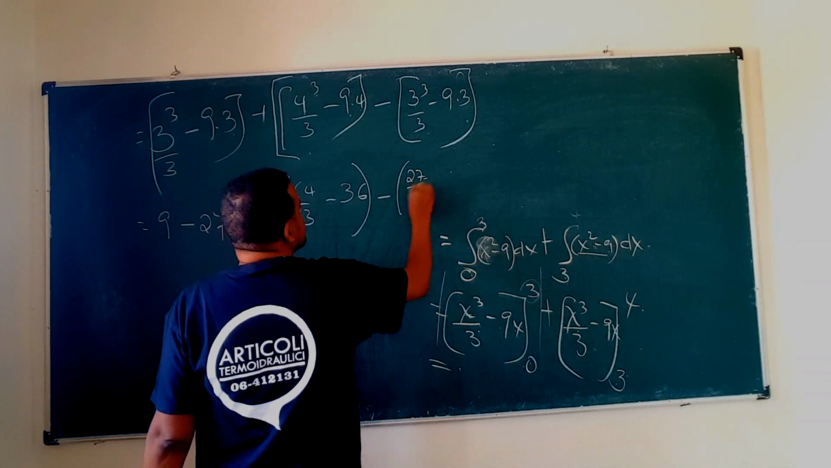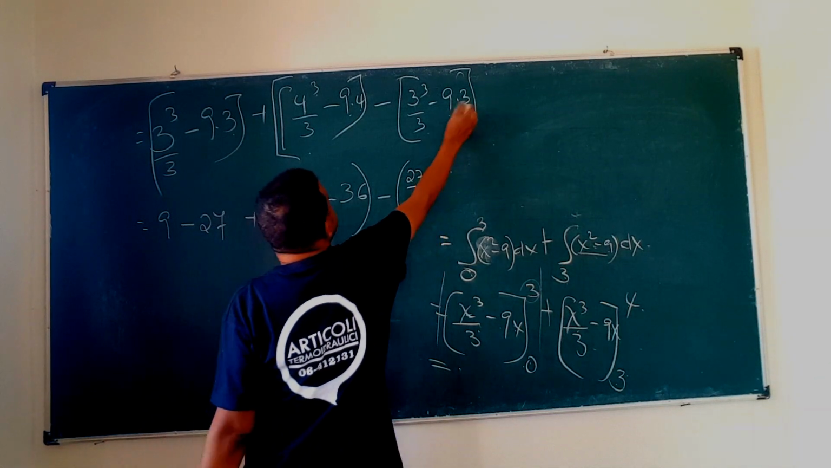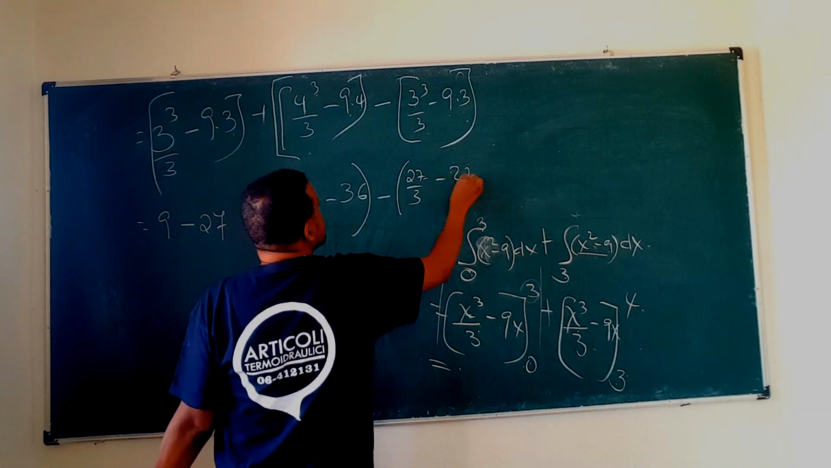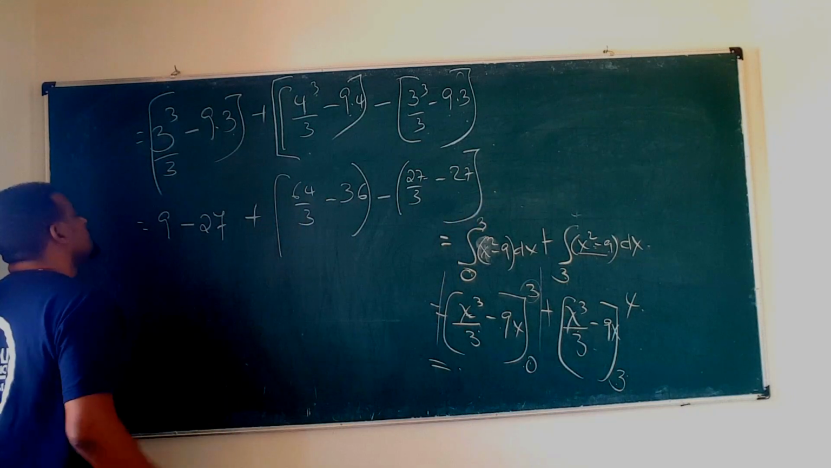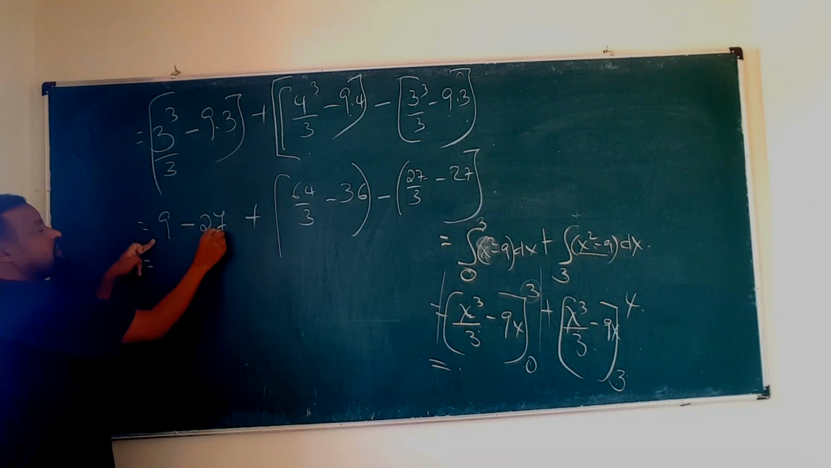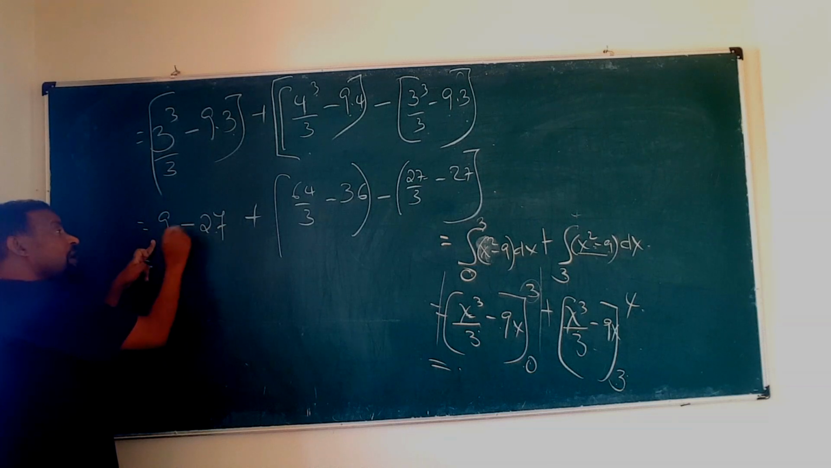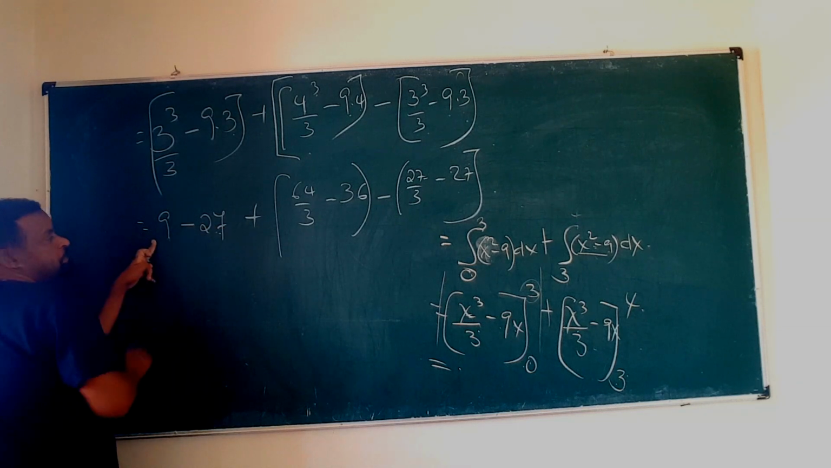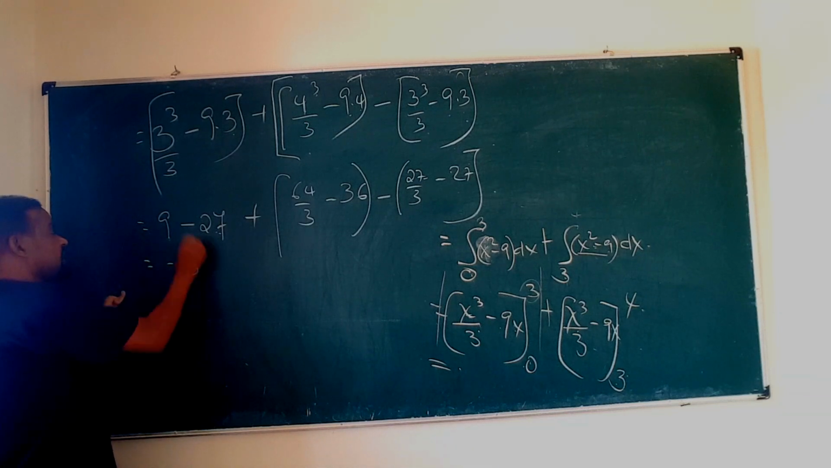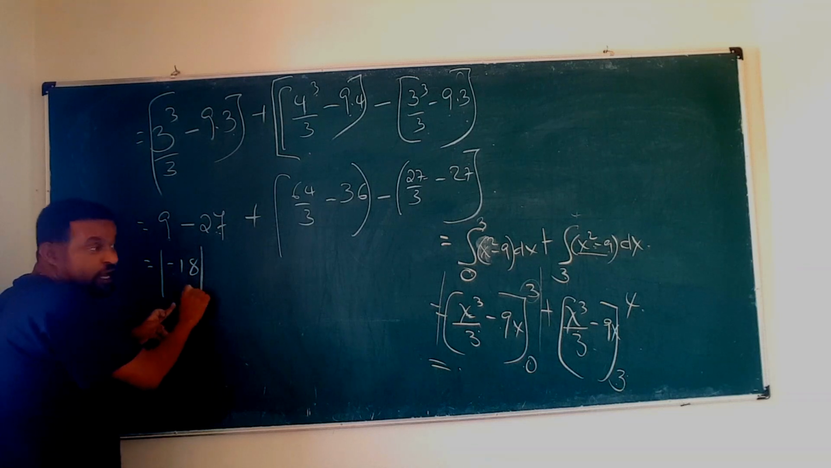27 over 3 minus 9 times 3 is what? 27. Okay. So now look, 9 minus 27 is what? 9 minus 27 is what? Negative 18. So negative 18. Look, it's negative. So you need to have what? The absolute value. This is the whole area 1.